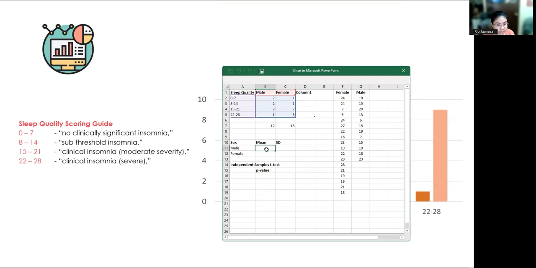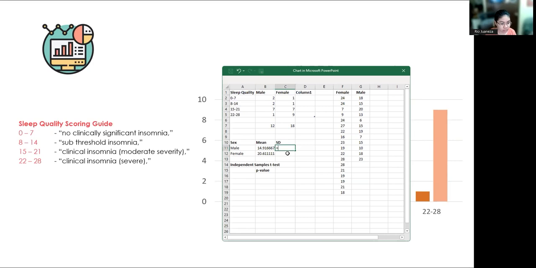First, we need to determine the mean and the standard deviation for each gender. So for the mean, we can use the AVERAGE function. So average, array 1. Then for the female also, average. As you can see, the means of the two groups are noticeably different from one another.